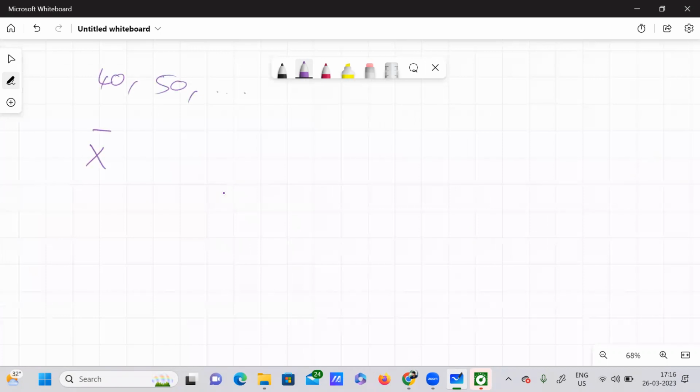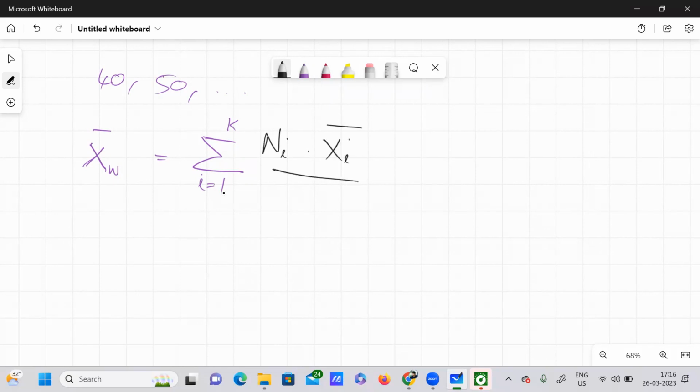We are actually calculating the mean, that is the average, so weighted mean means weighted average also. Here I'm representing a small w as the suffix of this capital X bar, which represents the weighted mean. This is the general formula. Sigma means we are summing up all the different groups, that is i equal to 1 to capital K, of Ni into Xi bar, whole divided by capital N.